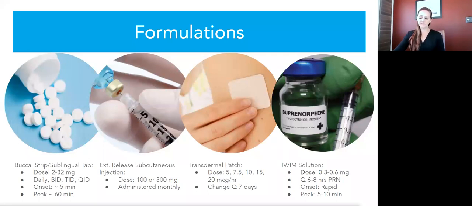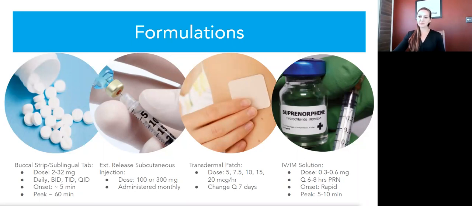So that would be the benefit to providing the combo product. The tabs or strips are often used for induction of treatment during acute withdrawal, and then they can also be used for maintenance therapy. Typical dosing range is anywhere from 2 to 32 milligrams. It kind of depends on the situation again. And then you'll see a frequency of dosing as daily, BID, TID, or QID, depending on the patient's needs.